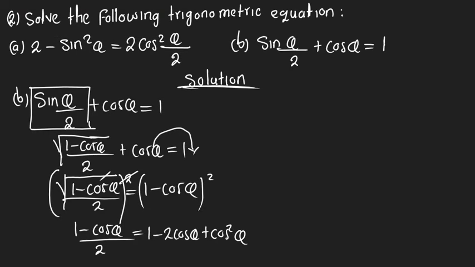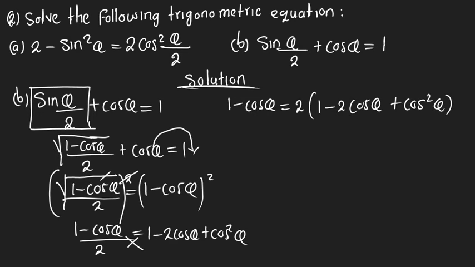When you reach there, you can now cross multiply. So if you cross multiply, that implies you're going to have 1 minus cosine theta equal to 2, open bracket, 1 minus 2 cosine theta plus cosine squared theta. Then this is going to be 1 minus cosine theta is equal to 2 multiplied by 1, it is 2, minus 2 multiplied by 2, it is 4 cosine theta, plus 2 multiplied by cosine squared, it is 2 cosine squared theta.